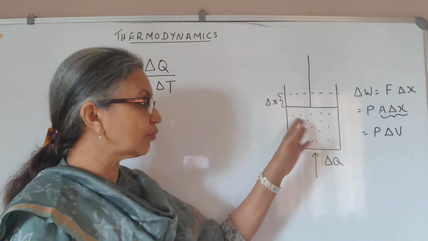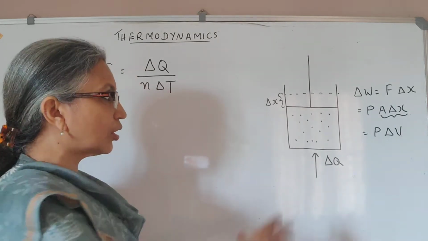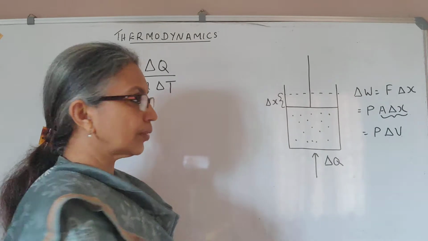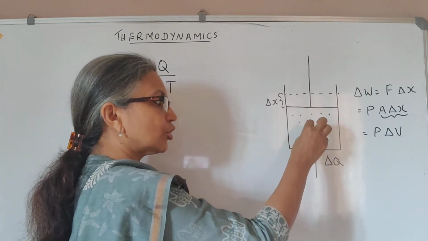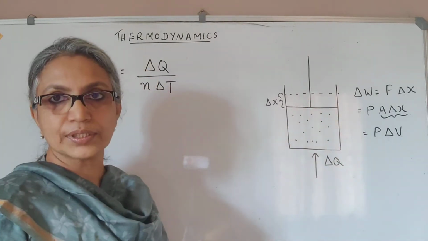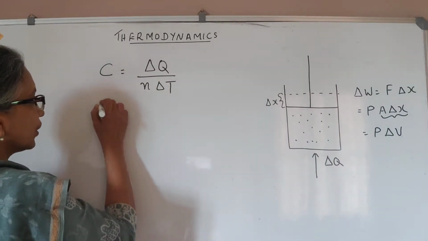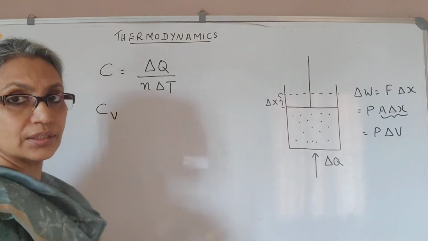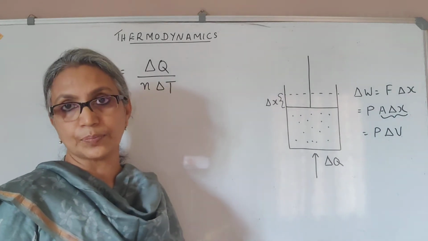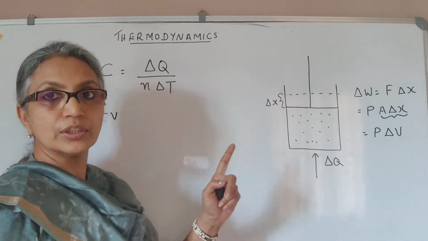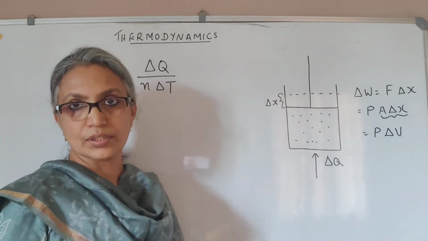Now, you may transfer the heat in two ways. One, you can keep the volume constant. That means you do not allow the gas to expand, but the pressure is allowed to increase. So the internal energy and the pressure can change, but the volume is kept constant, in which case we call this the molar specific heat at constant volume. That is, the quantity of heat that you must supply to 1 mole of the substance to change its temperature through 1 unit, keeping the volume constant.